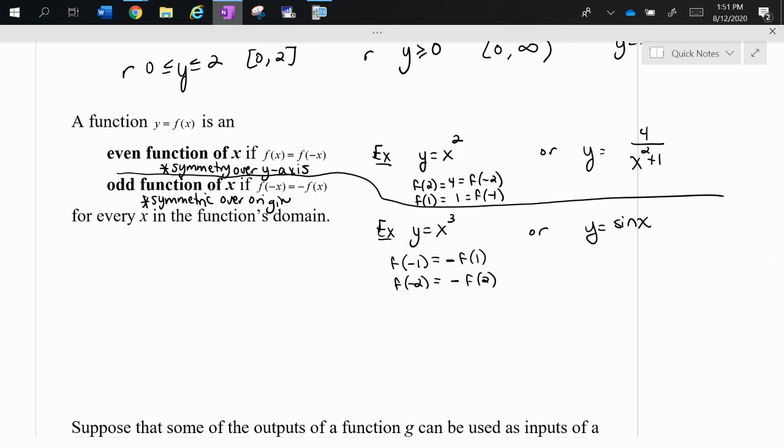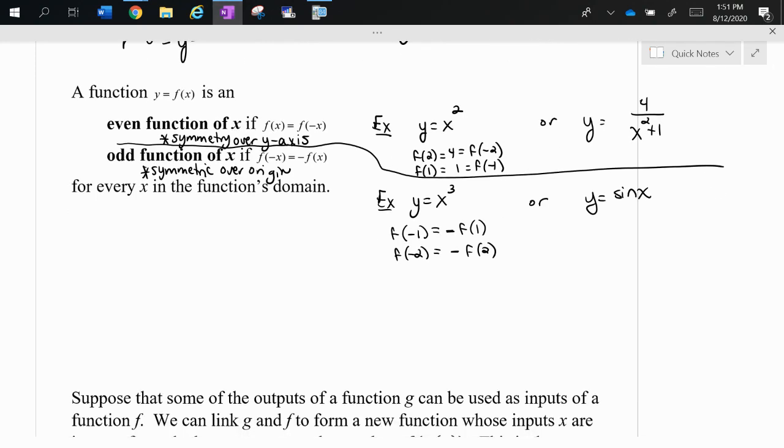We have to know very well that an even function is when f of x is equal to f of negative x, and that an odd function is when f of negative x is the opposite of f of x. And it's good to have examples under our belt also.